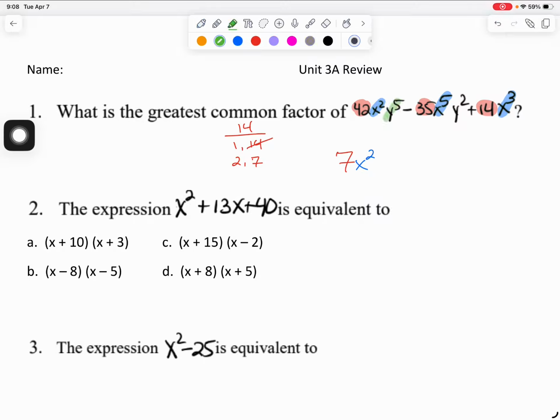Then we'll check the y's. We have a y to the fifth. We have a y squared. But does our third term have a y? It does not. So guess what? It's not within our answer or our greatest common factor. It's not in common.